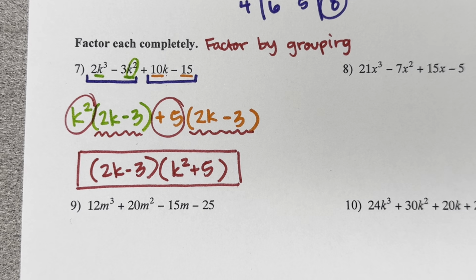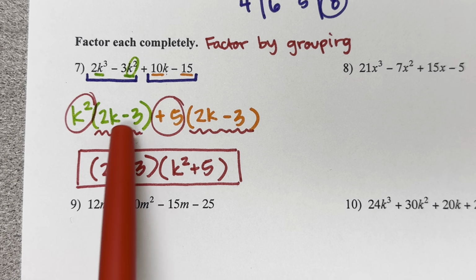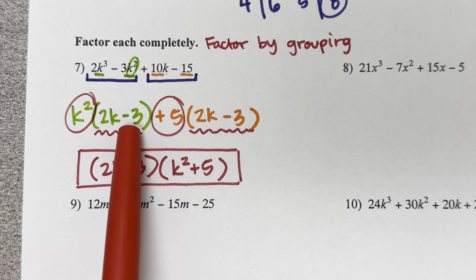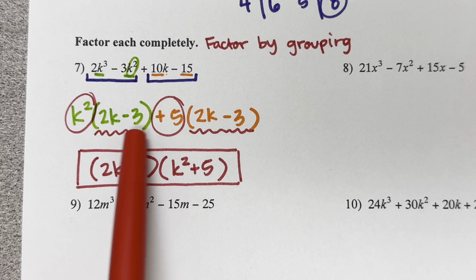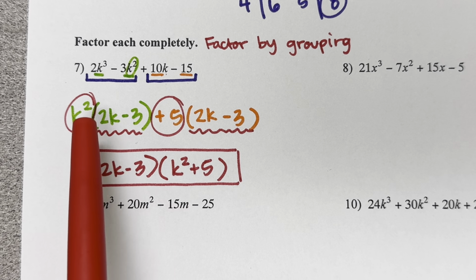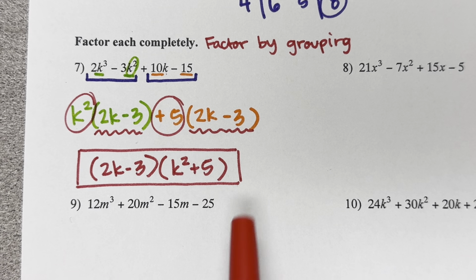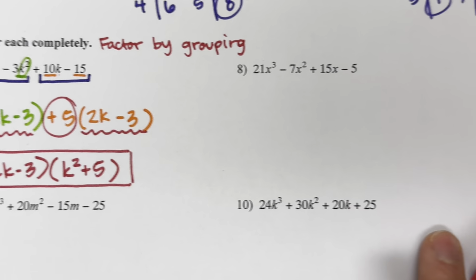So you're basically splitting it into 2 binomials, factoring each of those binomials using the greatest common factor. You're going to get 2 factors that should be exactly the same, 2K minus 3, 2K minus 3. They become 1 of your factors. Your other one is what's left on the outside, K squared plus 5. Okay, so let's go ahead and try that again.